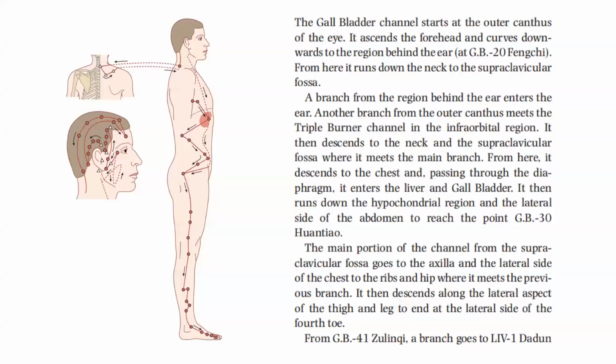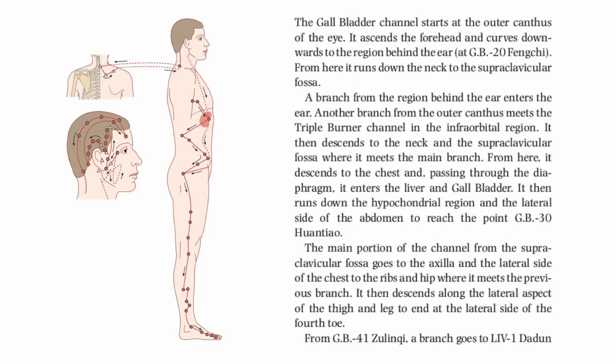As a recap, the gallbladder channel starts at the outer canthus of the eye. It ascends to the forehead and curves downwards to the region behind the ear at gallbladder 20. From here, it runs down the neck to the supraclavicular fossa. A branch from the region behind the ear enters the ear. Another branch from the outer canthus meets the triple burner channel in the infraorbital region. It then descends to the neck and the supraclavicular fossa, where it meets the main branch. From here, it descends to the chest, and passing through the diaphragm, it enters the liver and gallbladder.